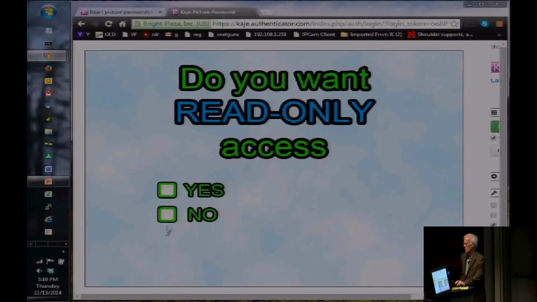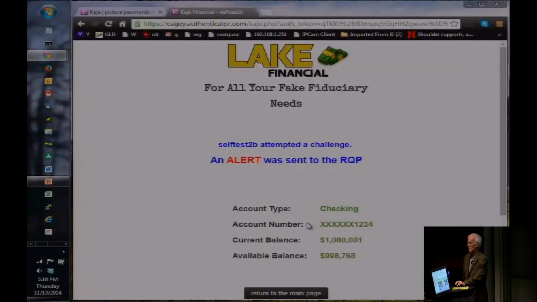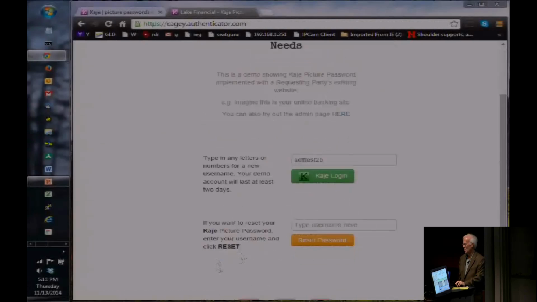This is sort of 2B, and this is a KAJE version of the thing. If you say, no, I don't want read-only access, and the guy's got the gun to their head, it does what it should, which is it sends an alert to the guy. That's an alert condition. And the guy says, don't ever say no, say no. Okay, I'll say no. And perfect.